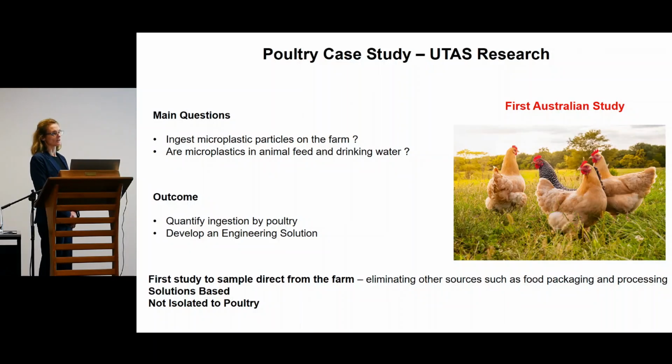This is the first Australian study to look at pathways on the farm, and it eliminates potential processing and packaging as a source, and is solutions-based research to not just identify the problem, but also to provide solutions in eliminating these plastic particles from the farm. And the outcome of my research is also not just isolated to poultry. Potentially it has synergies for other farming activities, livestock, other types of farming activities, so should be relevant to a wide range of activities.